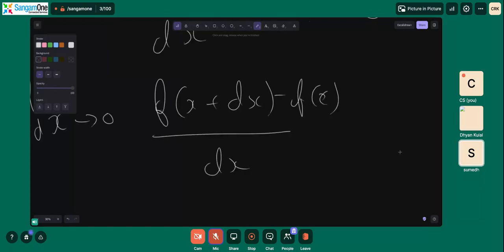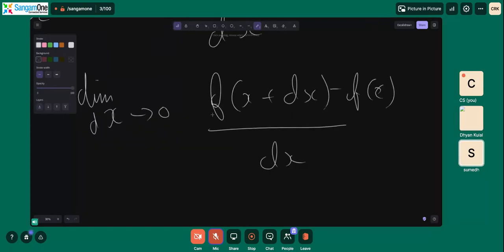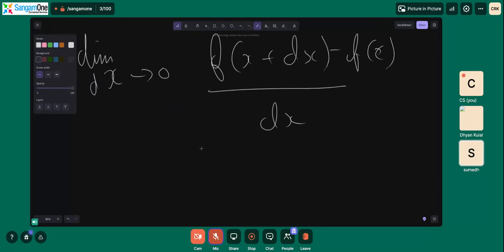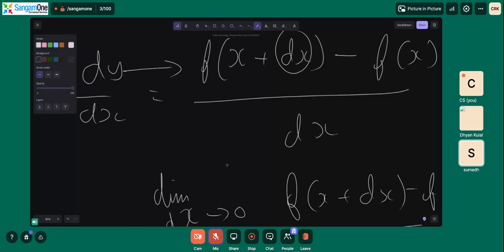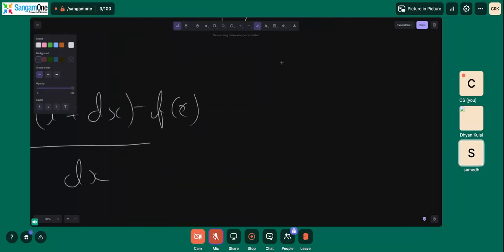I will do it, because I think we did not touch upon how to solve a limit till now. So, f of x plus dx minus f of x, divided by dx. I am applying the limit. In a limit, what we do is we try to simplify this equation. For us, f of x is x square.